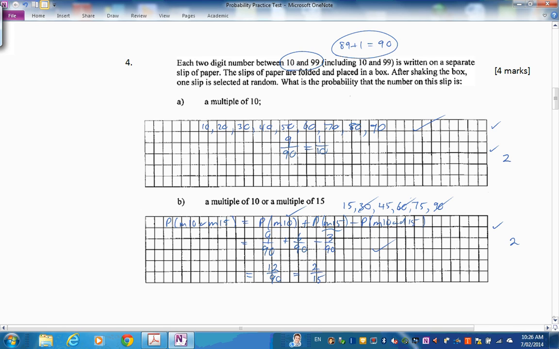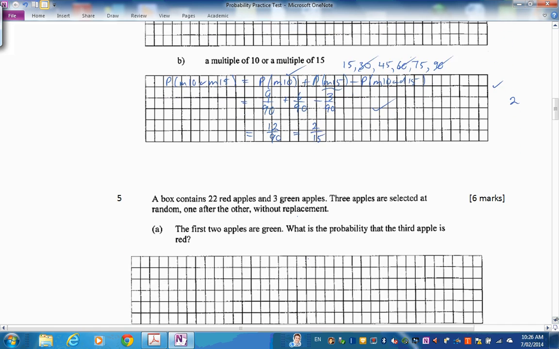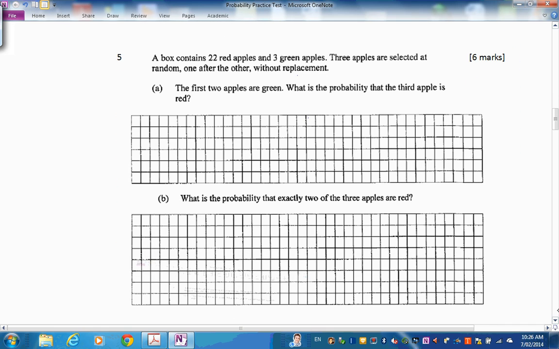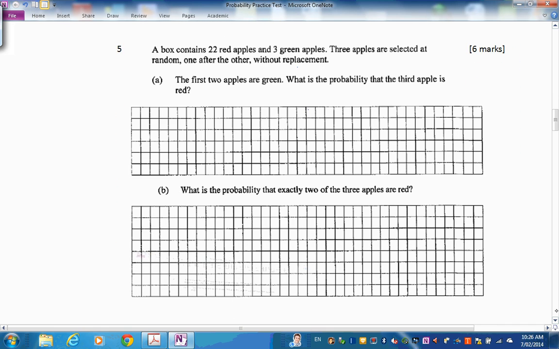Okay, let's move on. Let's have a look at question 5. A box contains 22 red apples and 3 green apples, total of 25 apples. No replacement, and we're drawing 3 apples. Probability here, the first 2 apples are green, what's the probability the third apple is green? So 3rd green, given that first 2 are green.